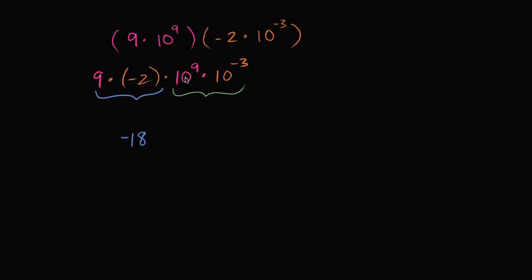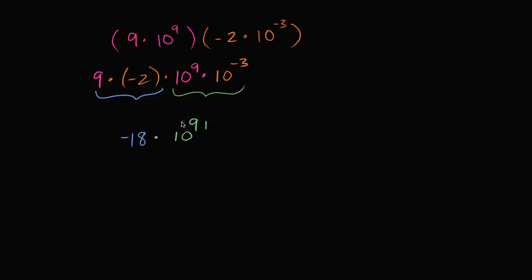Well, if I have a number raised to some exponent times that same number, I have 10, I have the same base for both of these, times that same number raised to another exponent, this is going to be the same thing as that number, as that base, raised to the sum of these exponents. This comes straight out of our exponent properties. So this is going to be 10 to the 9 plus negative 3 power.